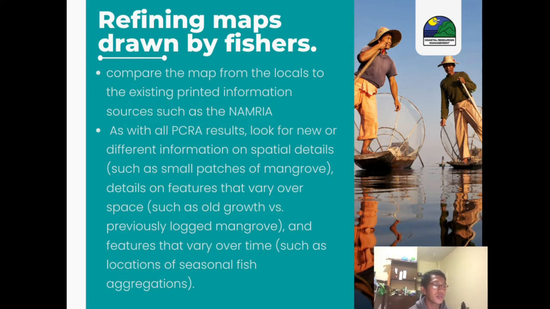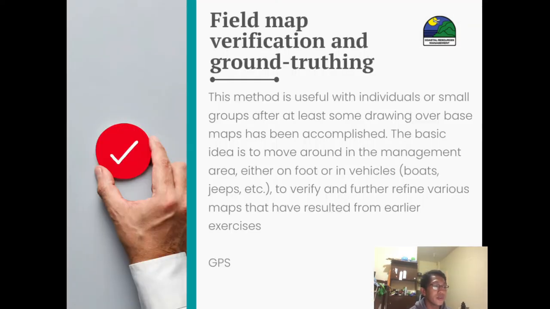Proceeding to the next subtopic of mapping, field map verification and ground truthing. This method is useful with individuals or small groups after at least some drawing of our base maps has been accomplished. The basic idea is to move around in the management area, either on foot or in vehicles such as boats, jeeps, etc., to verify and further refine various maps that have resulted from earlier exercises.